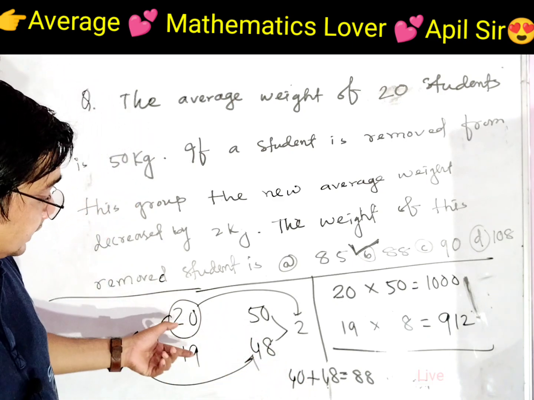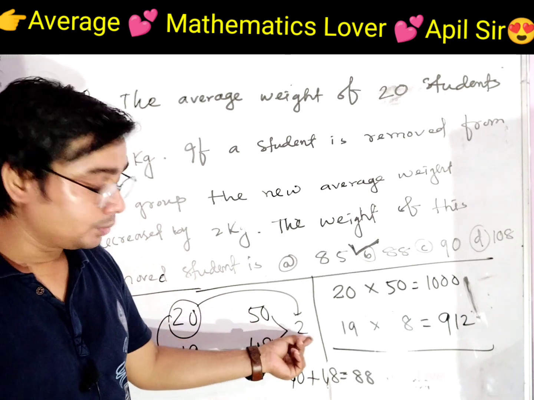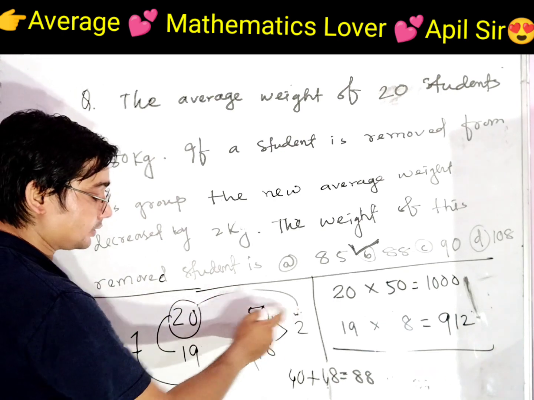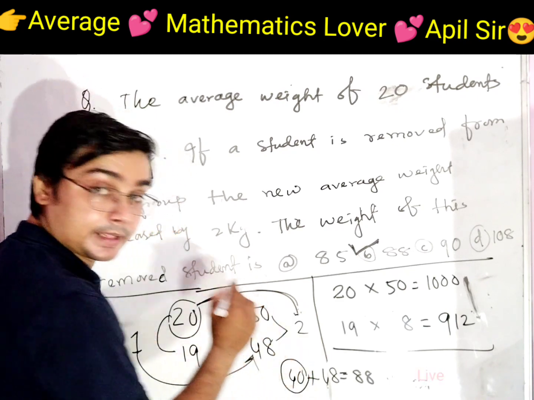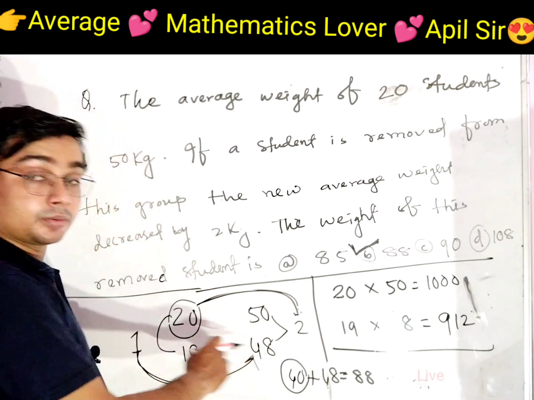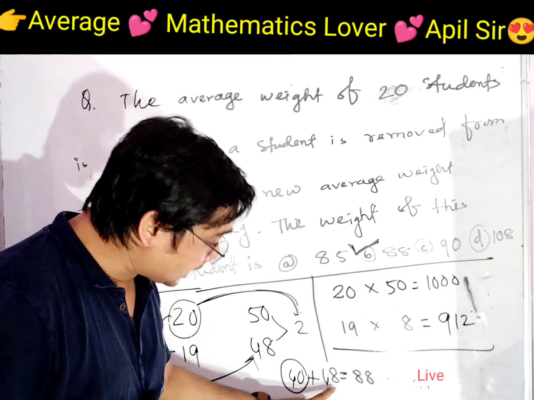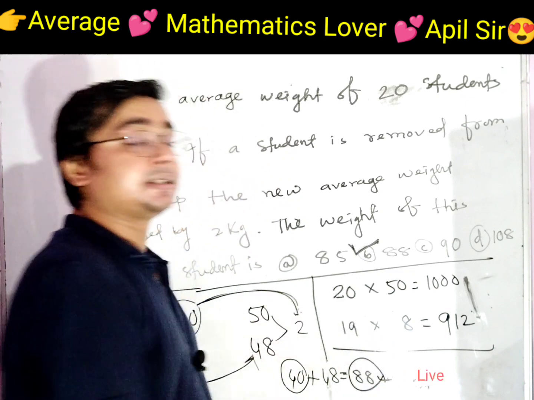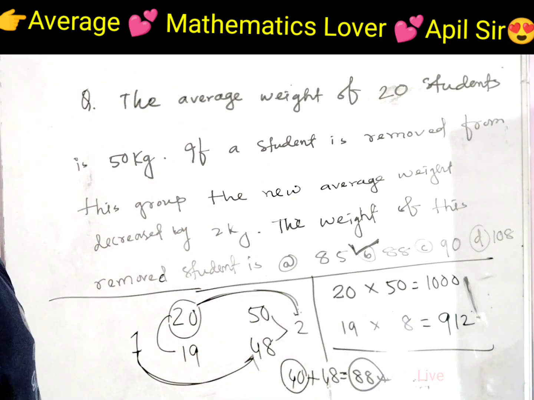So you take the difference of these two, this will be 1, and the difference of this one will be 2. And what we do here, you take the multiplication of these two. Yes, first this one, 20 and 2, so 20 and 2 will be 40. Yes, and take the multiplication of these two, 1 into 48 will be 48. So you take the sum of these two, 48 plus 40 will be 88. So this 88 will be the weight of the student which we have removed.